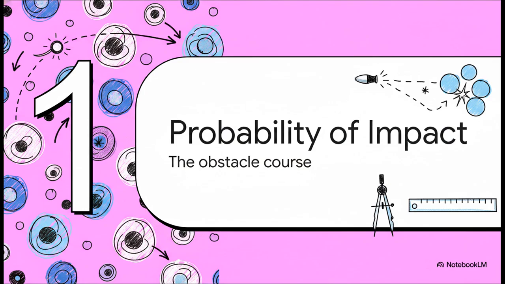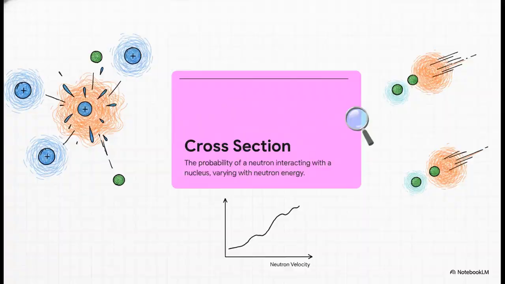Section 1, the probability of impact, navigating the atomic obstacle course. So, navigating this microscopic space is really the central problem of reactor physics. We've got our neutron bullet, but how do we mathematically figure out the probability of it actually hitting a target as it travels through a material? Well, that probability is measured by something called a cross-section, represented by the Greek letter sigma.